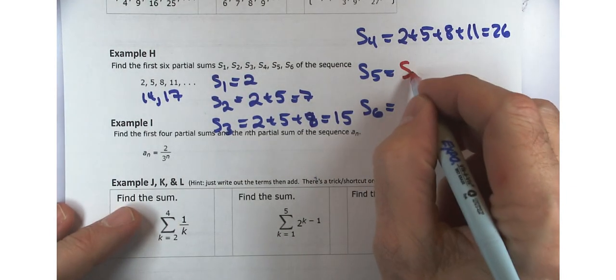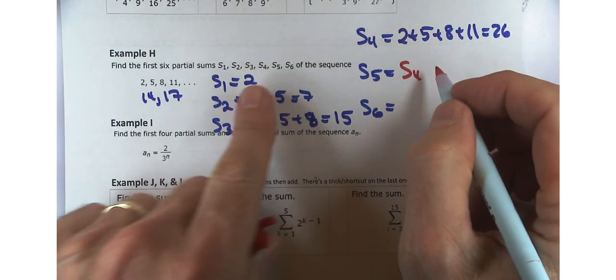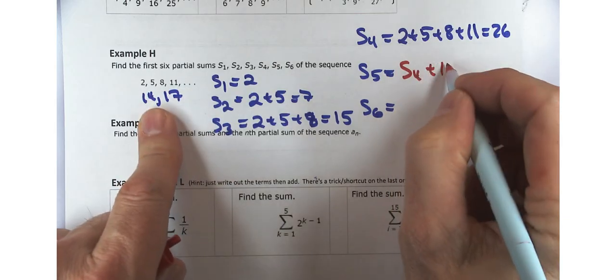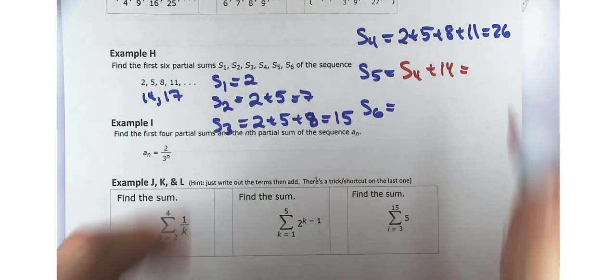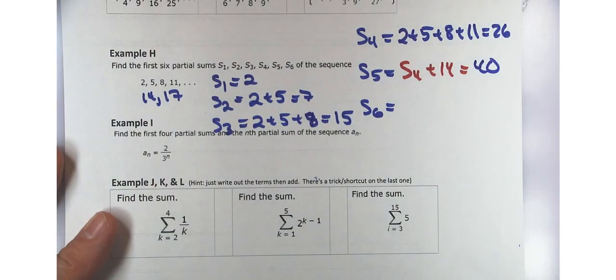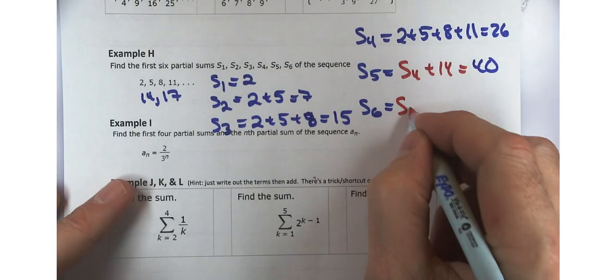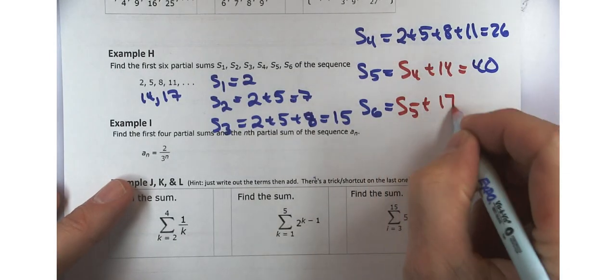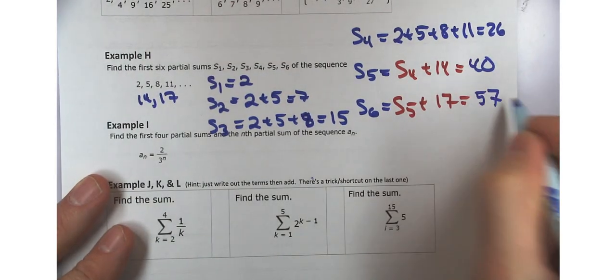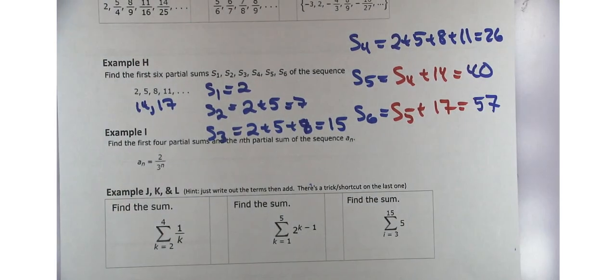So you could take S4, the sum of the first four terms, and then just add the fifth term, right? Plus 14. Doesn't that work? All right, so then you get 40. And likewise, this is going to be S5 plus what? 17. So now we end up with 57. But hopefully some easy points on an exam. If I just say, list the first few terms in terms of the sequence of partial sums, there it is.